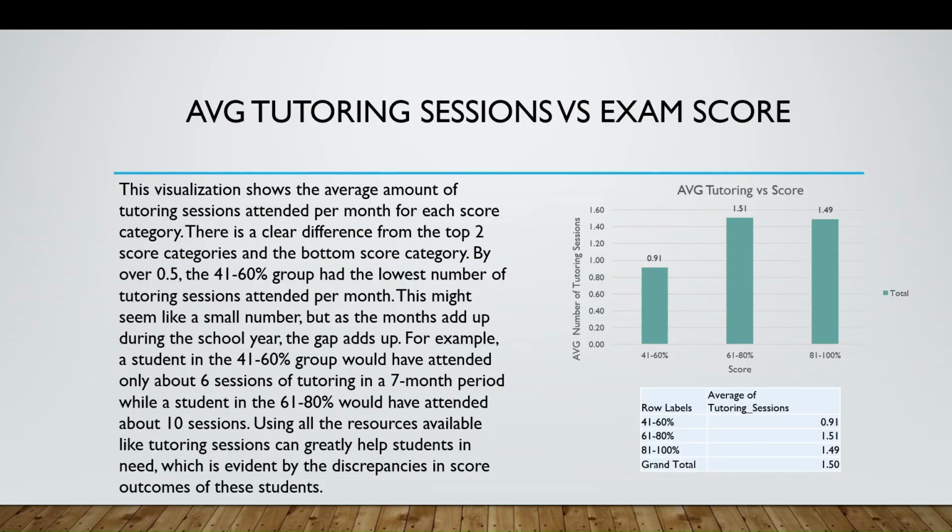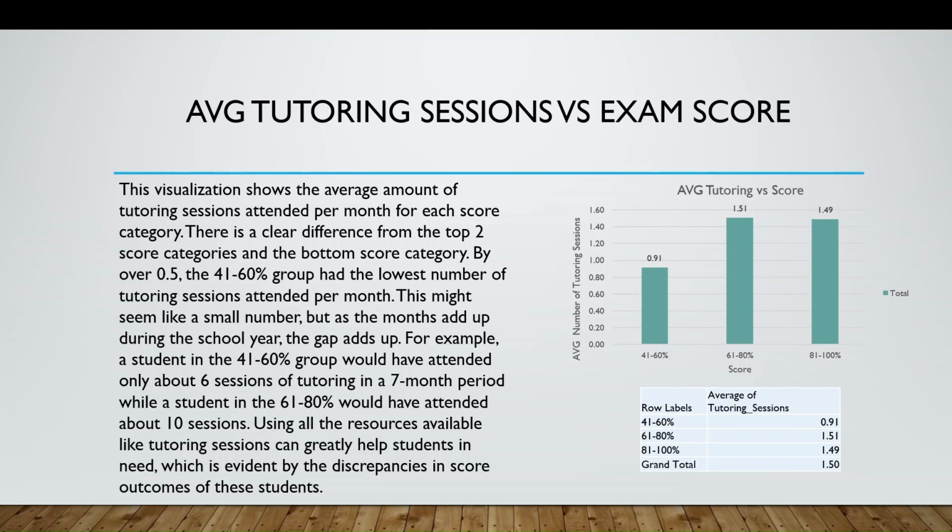So the last visualization I did was tutoring sessions against exam score. These are tutoring sessions per month. And so there's a clear difference from the top two categories to the lowest category by over 0.5. The 41 to 60% group had the lowest number of tutoring sessions per month. And it might seem like a small discrepancy, a small number, but as the months add up during the school year, the gaps can add.